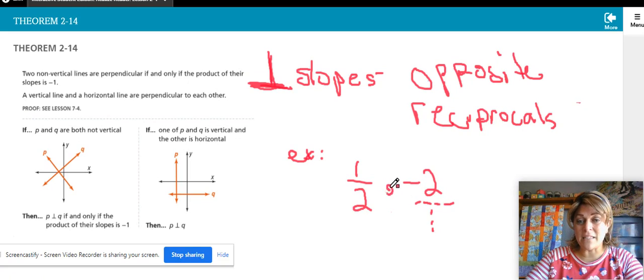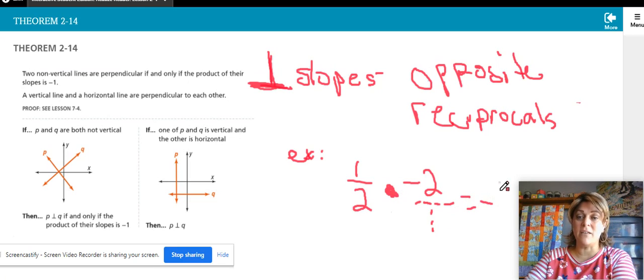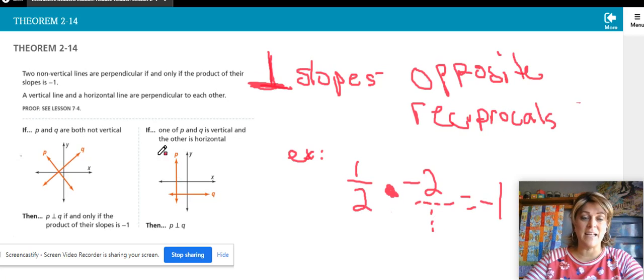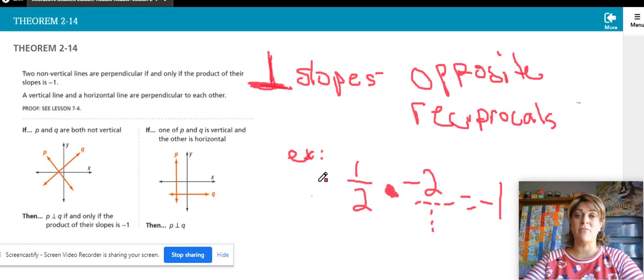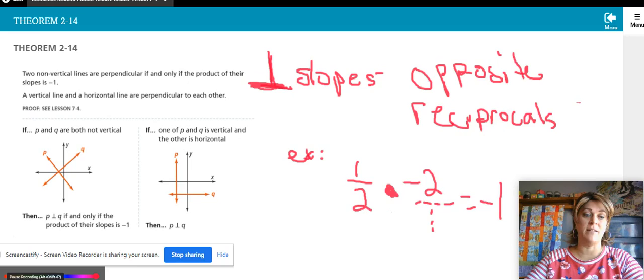If I multiply these together, there's my little multiplication dot, this would give you indeed -1. And that's what it's talking about. So the slopes have to be opposite reciprocals, or their product has to be -1.